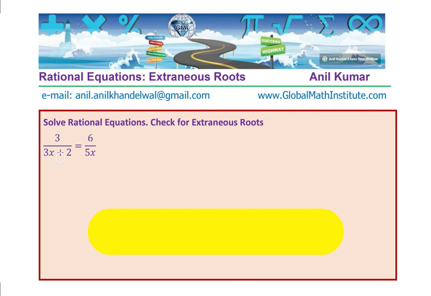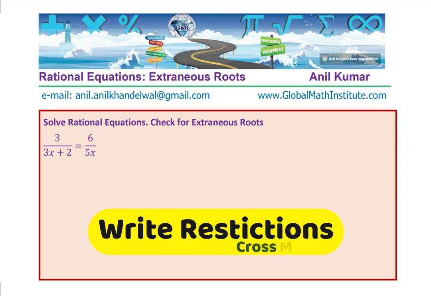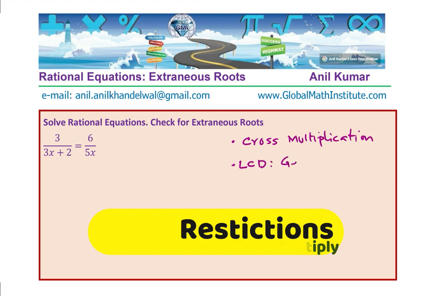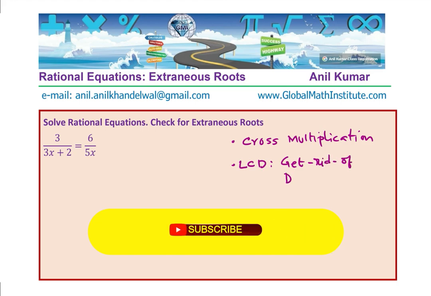3 over 3x plus 2 equals 6 over 5x. Now when you are given a rational equation, you could solve it using 2 commonly used methods. One method is cross multiplication. And the second is getting rid of the denominator by taking the lowest common denominator.